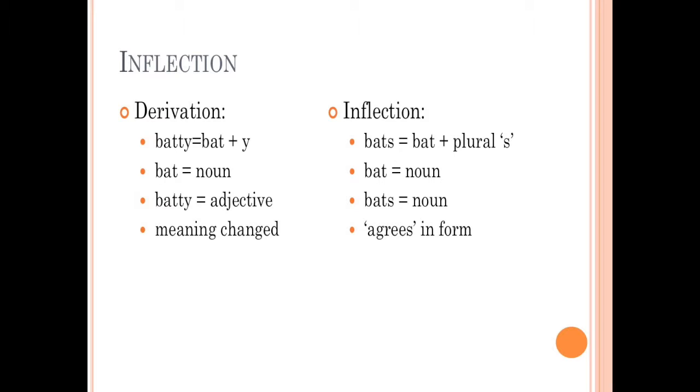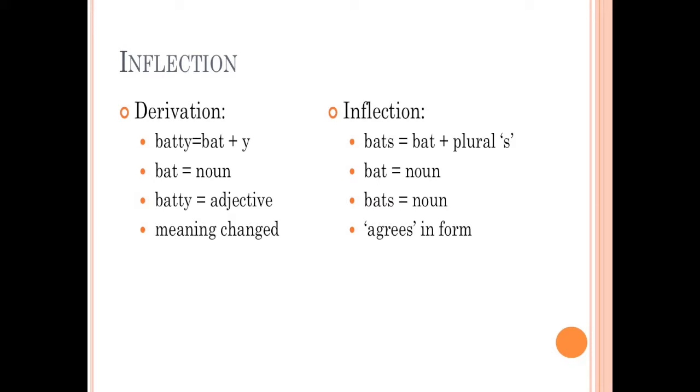So where derivation takes a word like bat and adds an affix and changes it into a word like batty, taking a noun and changing it into an adjective, inflection takes a word like bat and adds a plural s, taking a noun and keeping it as a noun. Derivation is necessary to make new words, to change the meaning, to give new meanings. Inflection just makes the words agree in form.